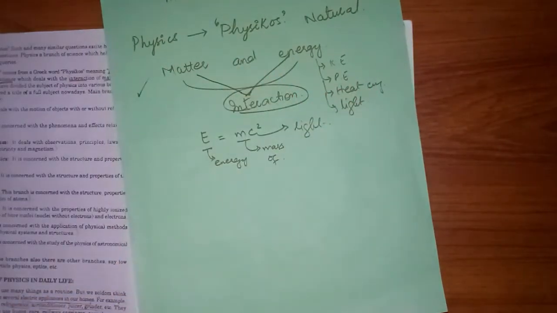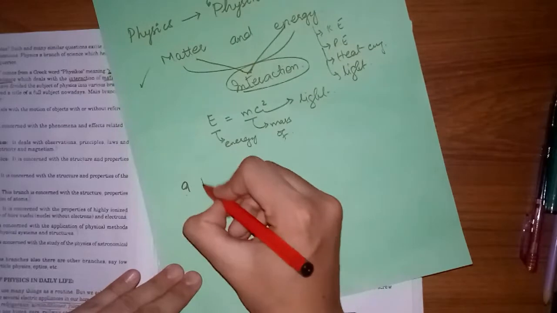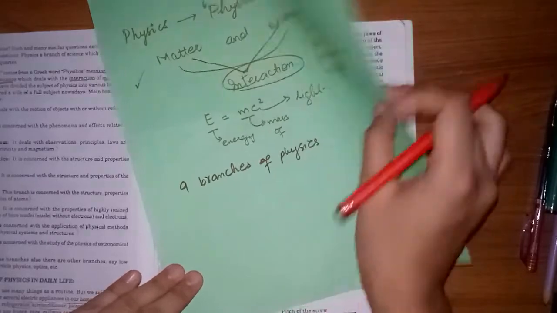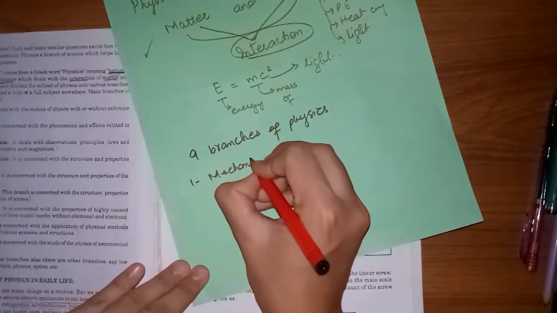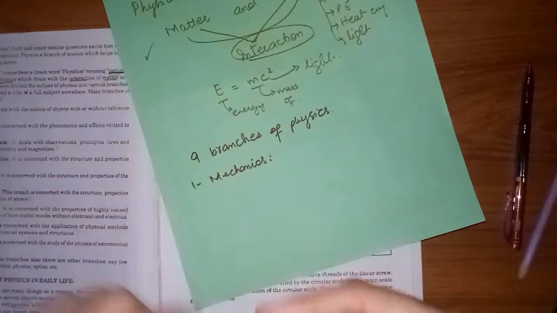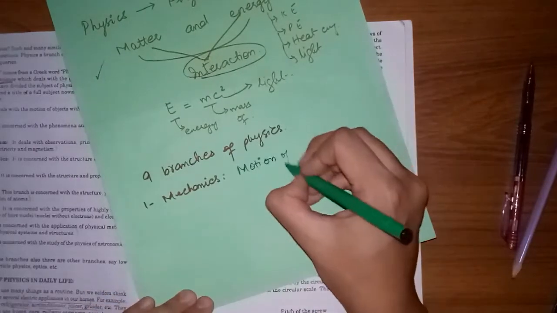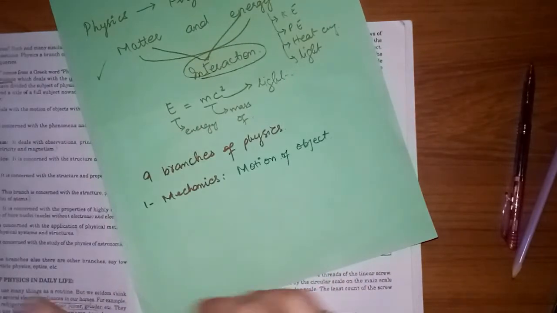That's it. Now, coming to its branches, in your book they have mentioned 9 branches of physics. The first one is mechanics. What is mechanics all about? Mechanics is all about motion, the motion of objects, how the object moves. What would be the direction of the object when we apply force on it?